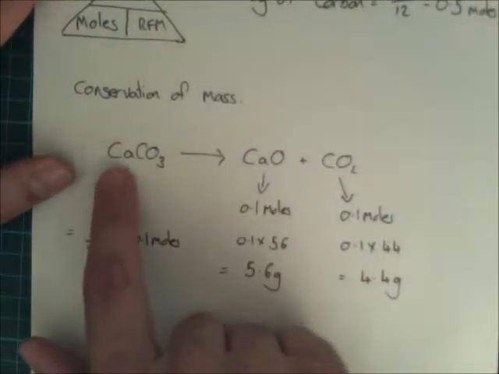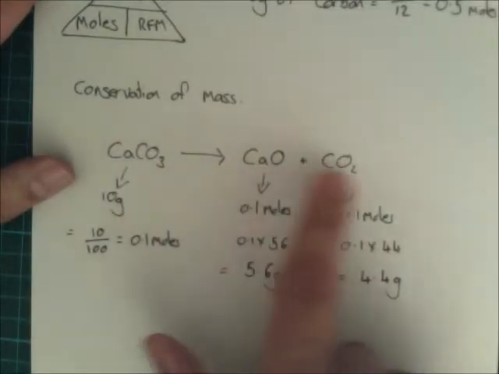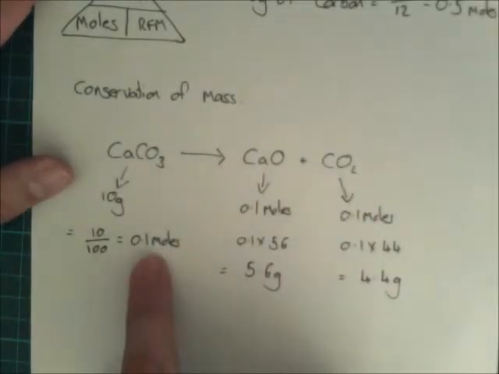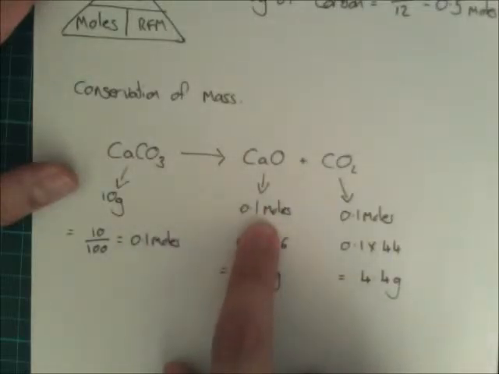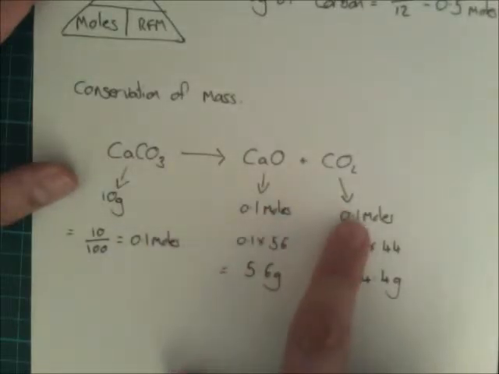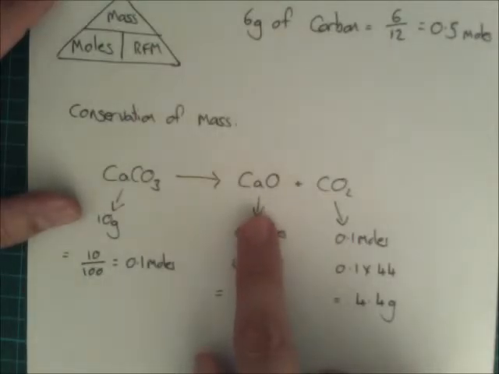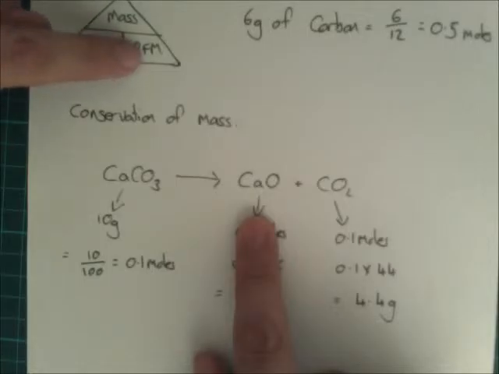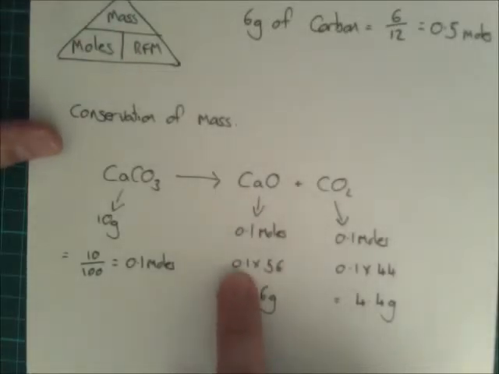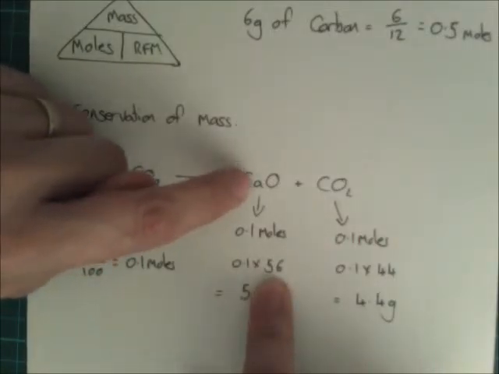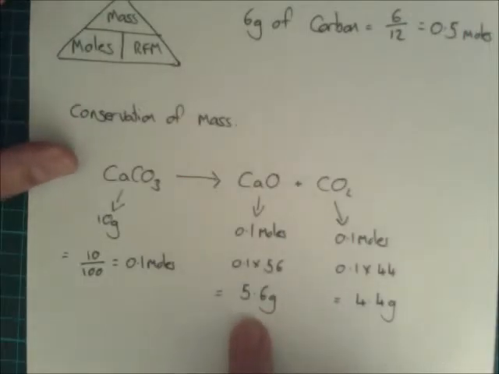Now the ratio is 1 of those makes 1 of those and 1 of those, so this 0.1 moles means there's 0.1 moles of calcium oxide made and 0.1 moles of carbon dioxide made. So now if we go back to our triangle, the mass of calcium oxide here is going to be the number of moles multiplied by its relative formula mass. So it's 0.1 moles multiplied by 56, which is the 40 of calcium added to the 16 of oxygen, which will then give us 5.6 grams of calcium oxide.